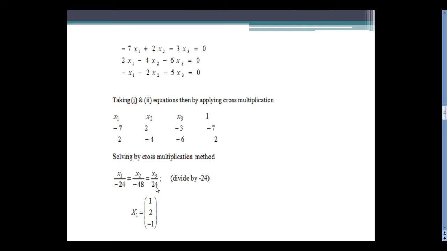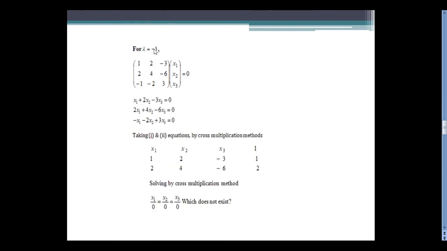Now just see the remainders. All three values are divisible by minus 24. So when you divide commonly by minus 24, the first term will become 1, the second term you get 2, the third term you will get minus 1. So this is your first eigenvector.